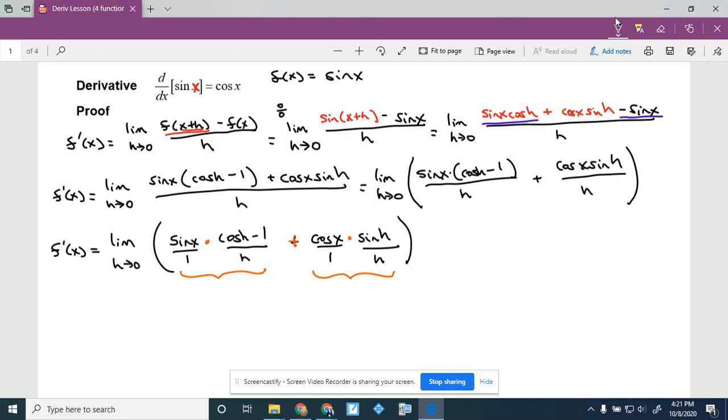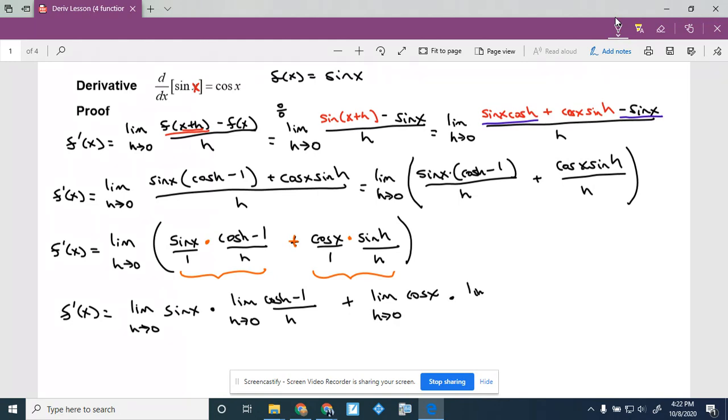I'm not going to. I could, in one shot, apply my limit properties and write this as the limit as h goes to 0 of sine x times the limit of cosine h minus 1 over h as h goes to 0, plus the limit of cosine x over 1 as h goes to 0 times the limit of sine h over h as h goes to 0.